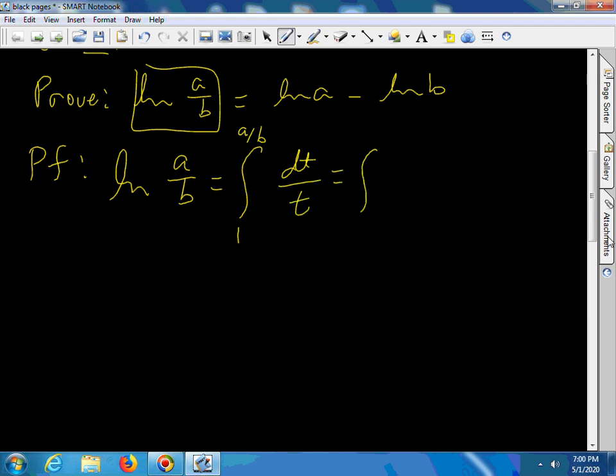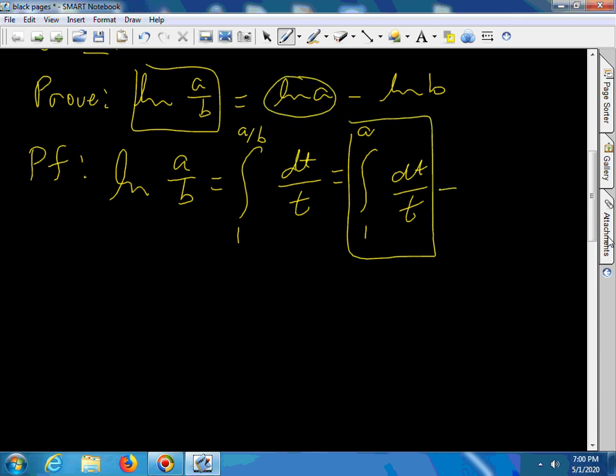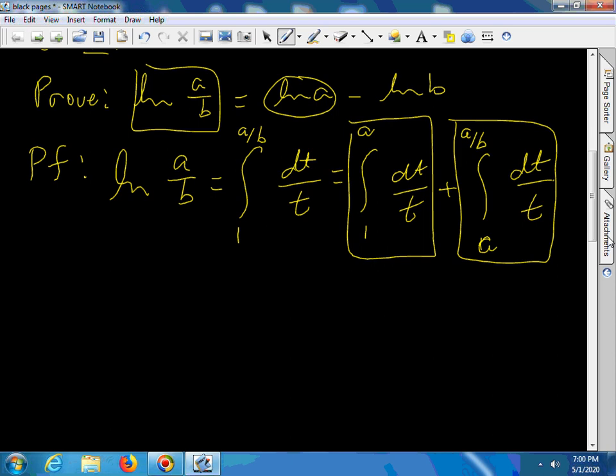And like always, instead of going from 1 to a over b, I want to go from 1 to a. This gives me ln of a, which is what I want, plus the integral from a to a over b of dt over t. So somehow I want to show that that is negative ln of b.